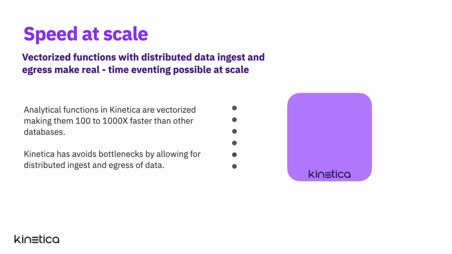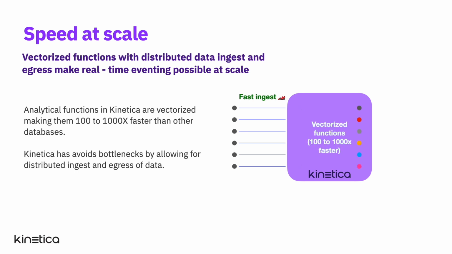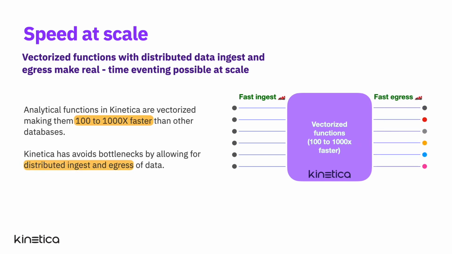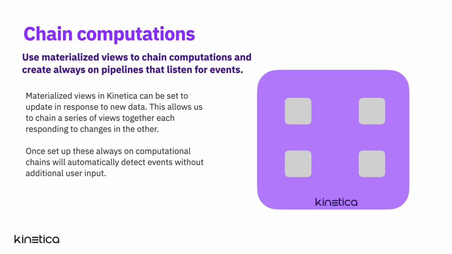The second capability is speed at scale. Eventing systems usually deal with a large amount of streaming data from sensors and IoT devices, and events typically require an immediate response. So, all in-database functions and computations need to be performant at scale to prevent any lags in your eventing system. The third capability is the ability to cascade or chain computations.